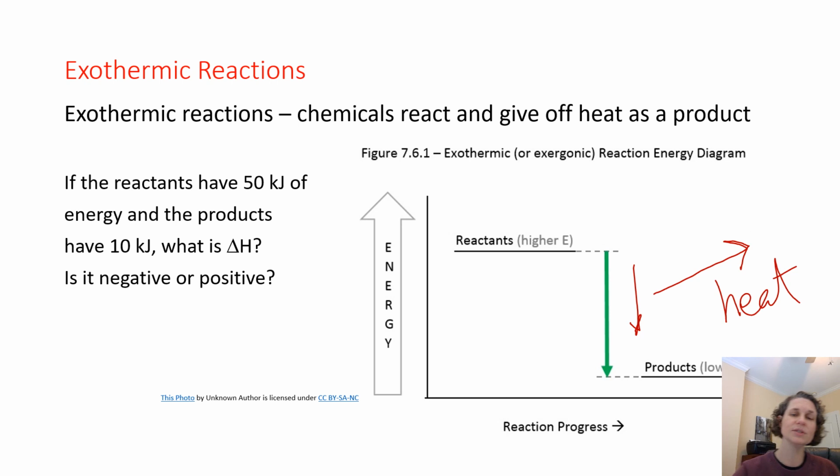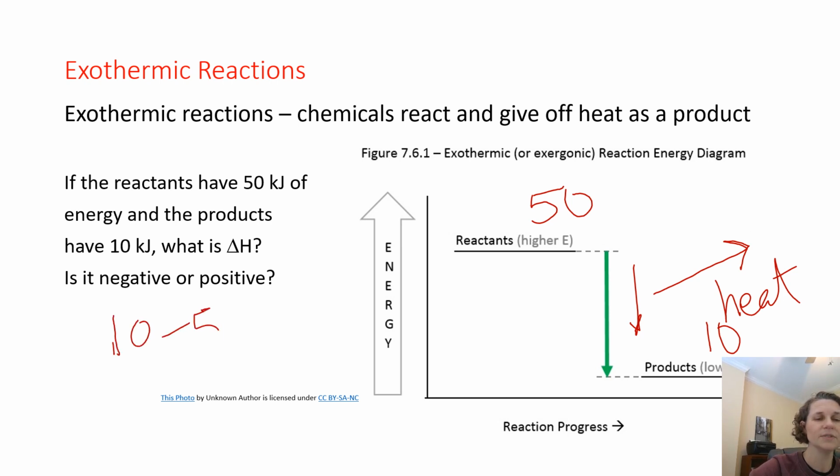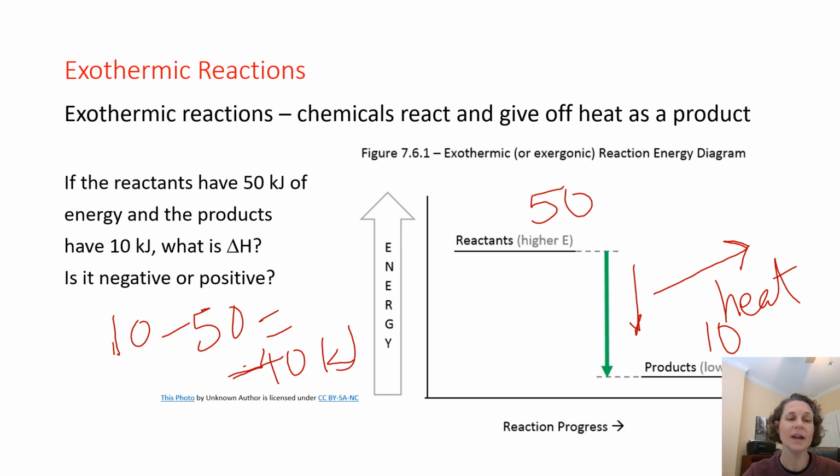And if you calculate using our formula from before, if we say that the reactants have 50 kilojoules, whereas the products have 10 kilojoules, using our formula of products minus reactants, 10 minus 50, that gives us negative 40 kilojoules. Oops, my negative sign's not there. And that negative sign is the big thing. Exothermic reactions are always going to be negative. So remember that as we go through some of the other parts of thermodynamics.